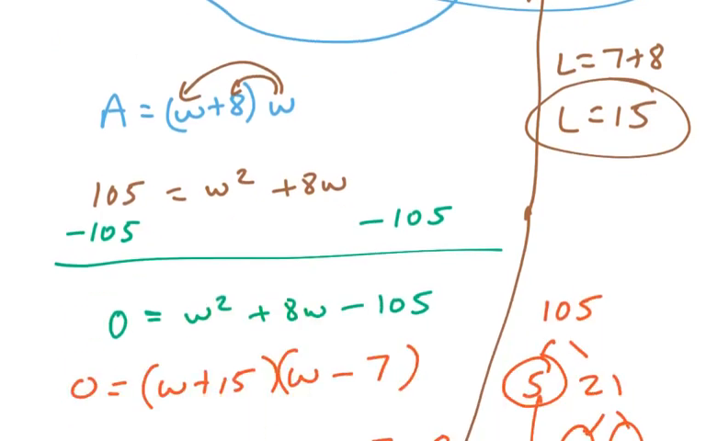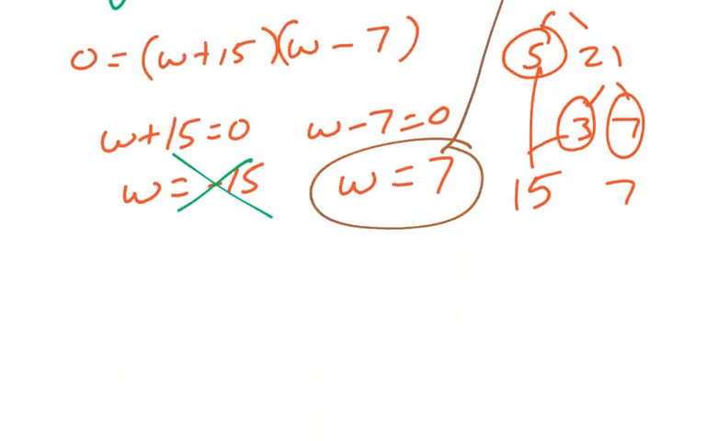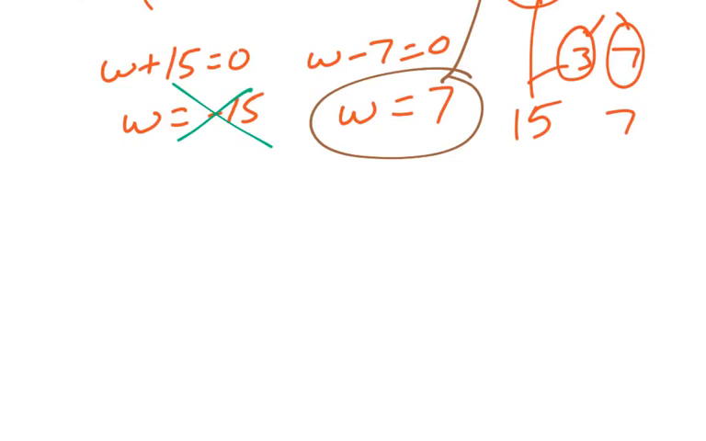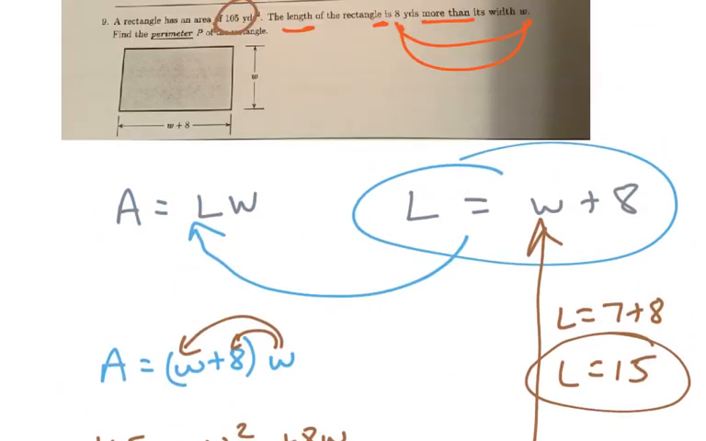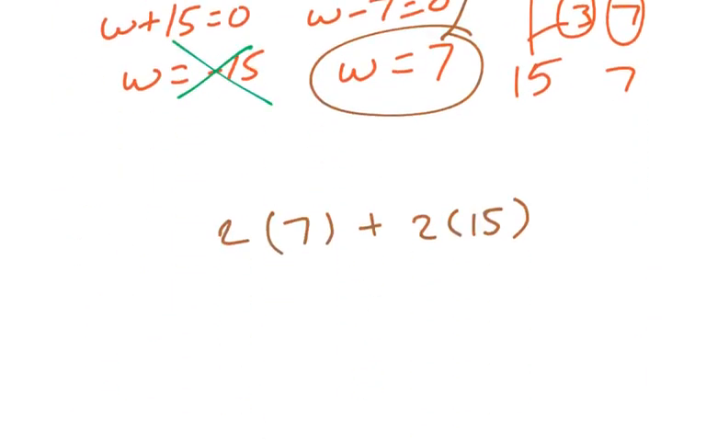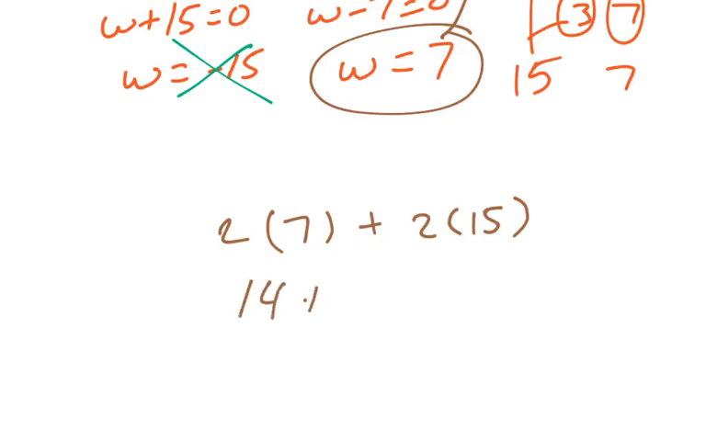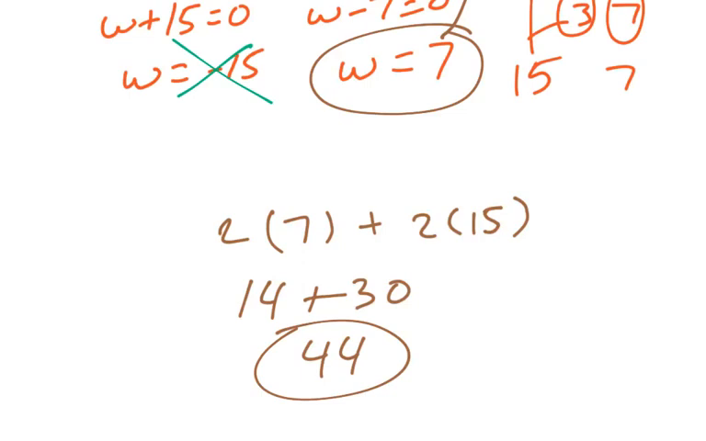So that means perimeter is the sum of the sides, so 7 and 15. So we have 2 7s and we have 2 15s, because perimeter, right, means you have 2 lengths and 2 widths. Perimeter is the sum of the sides, so this is 14 plus 30. Which is 44. And there's my answer.